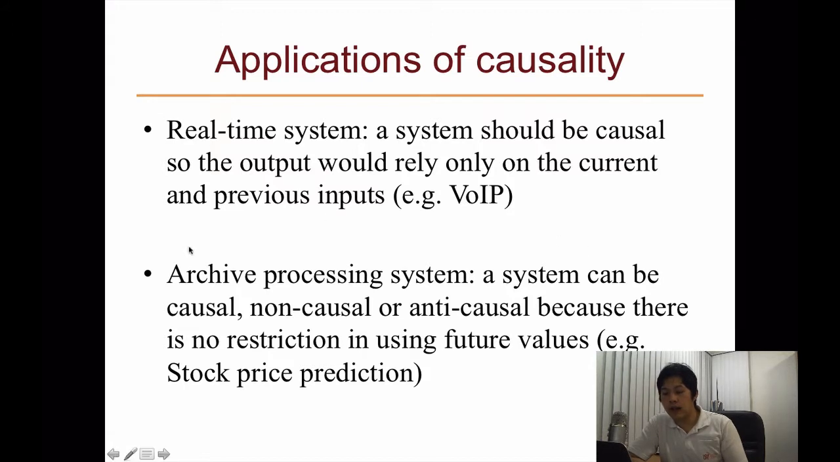While for something like archive processing systems, like when Google creates a search engine, the system can be causal, non-causal, or anti-causal, because there is no restriction on using the future values. Or if you want to predict the stock price, you can gather the historical data and then create a model that uses the future values or the next prediction to further predict the values of the current.